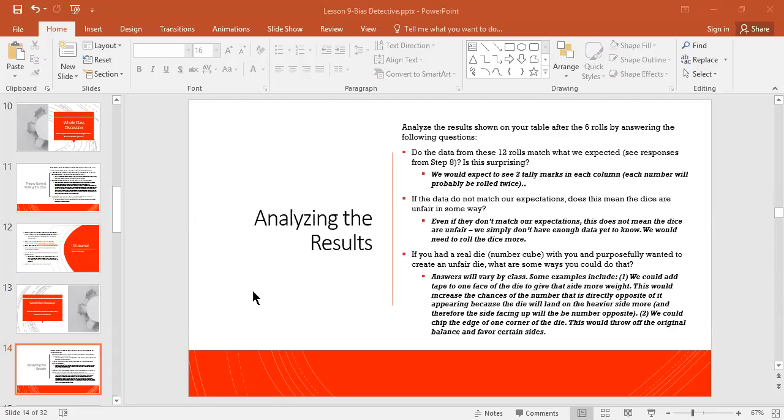Does the data from your 12 rolls match what you guys expected? Good. So I'm seeing no's. Lamaya said no too. Hector, you got 2s for every single one? Okay. Interesting. All right. So if your data didn't, well, let's actually talk about that.